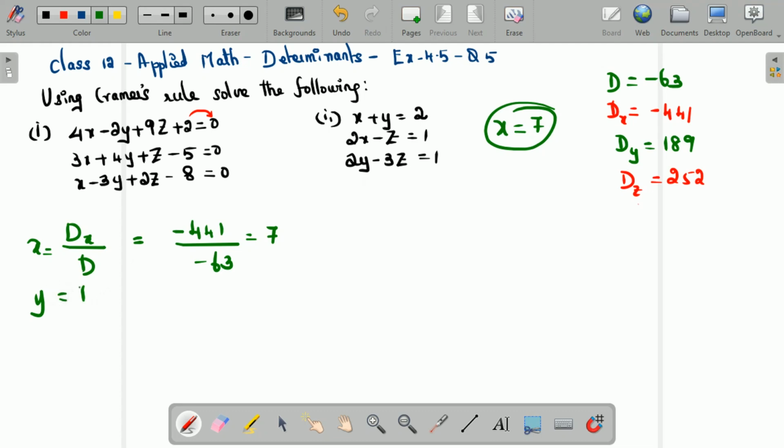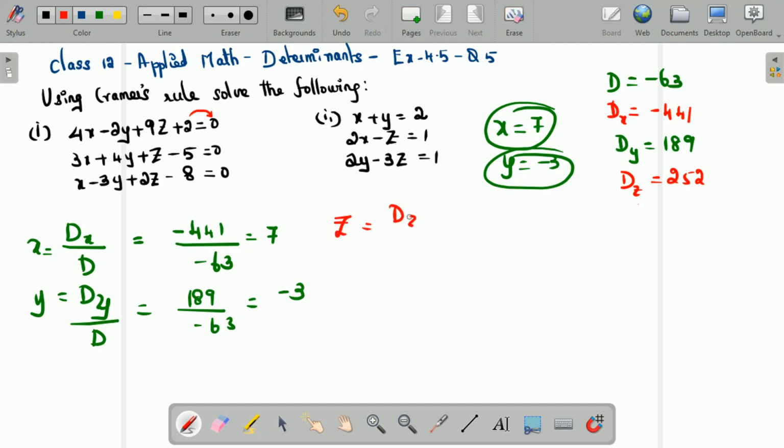Now y is equal to dy divided by d, which is going to be 189 divided by minus 63, which is minus 3. So y is equal to minus 3. Now for z value, z is going to be dz divided by d, which is 252 divided by minus 63, which is minus 4. So z is equal to minus 4. So this is the solution for the first subdivision. Let's work on the second one.